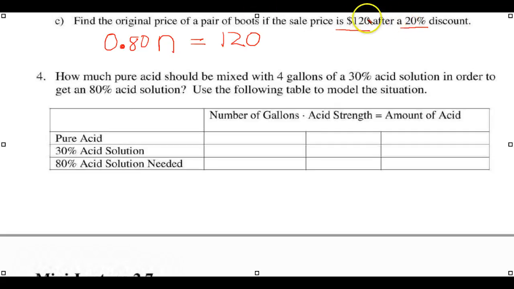So 20% of 100%, if you take that, is 80%. So this is 80% of the original price. And that's what I have here. 80% of the original price is 120. So you divide both sides by 80, 0.80, and you get N equals 150.